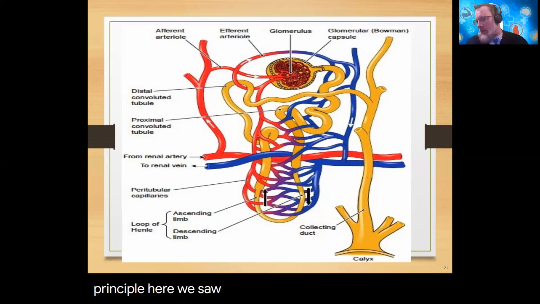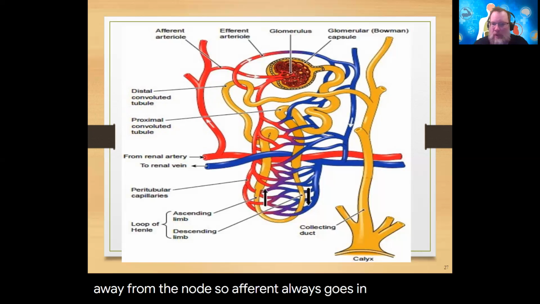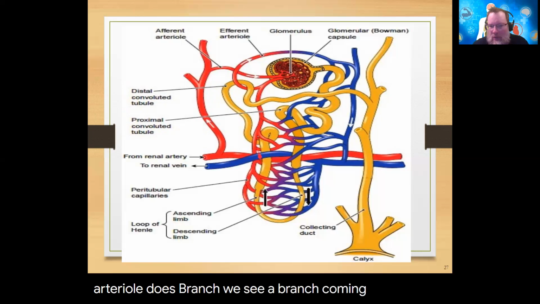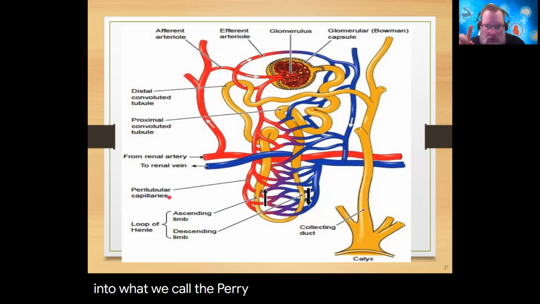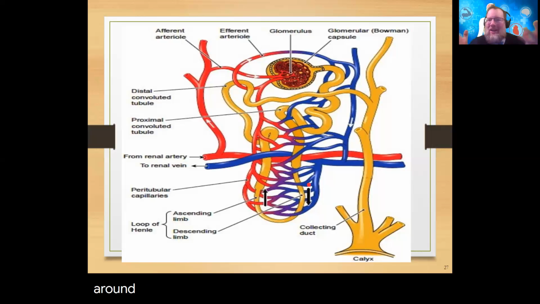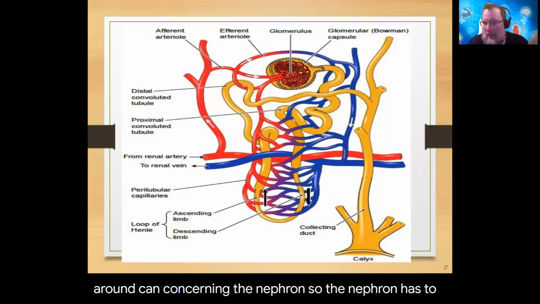We saw it with a lymph node, even: afferent lymph vessel coming into the node, efferent vessel going away from the node. So afferent always goes in, efferent always goes away. So that's what we see here. That efferent arteriole does branch. We see a branch coming down here into what we call the peritubular, meaning around tubular, capillaries. So we have a second capillary network around the nephron. So the nephron has two capillary networks that it's dealing with.